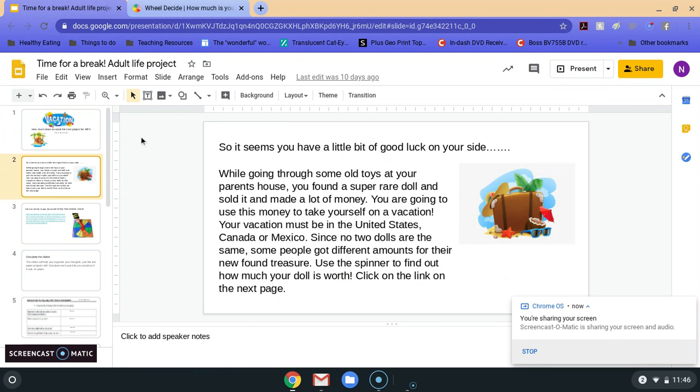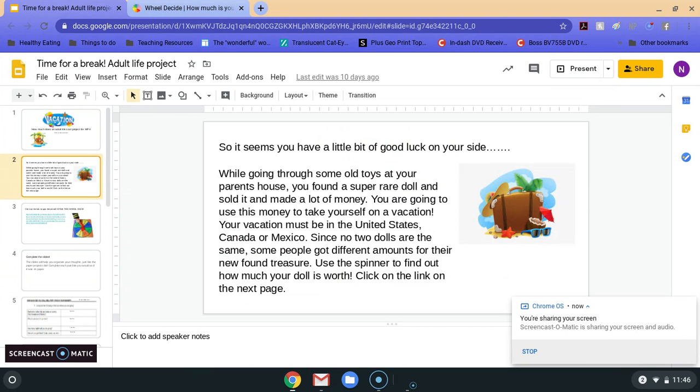So it seems like you have a little bit of good luck on your side. While going through some old toys at your parents' house, because remember, you moved out of the house, you found a super rare doll and it sold for a lot of money. You are going to use this money to take yourself on a vacation.